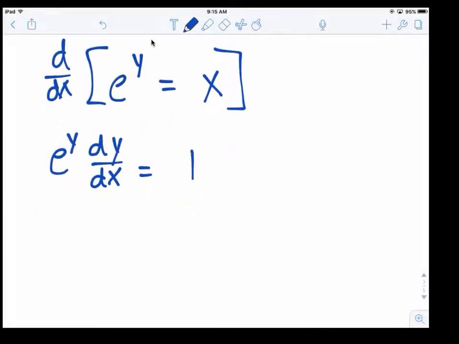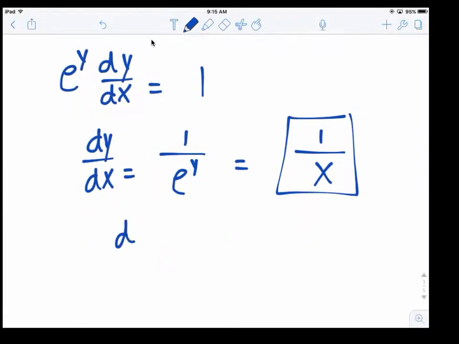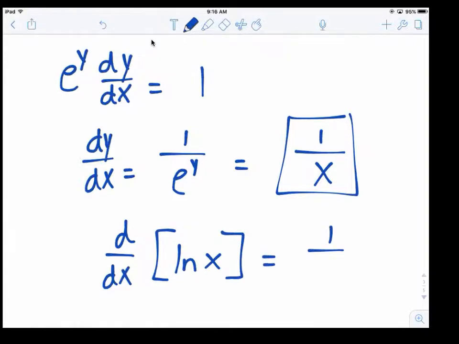Now, if I solve for dy over dx, I get 1 over e to the y, right? But what do we know e to the y equals to? X, right? So, all right, so anytime you have the derivative of an ln function, its derivative is just 1 over x.